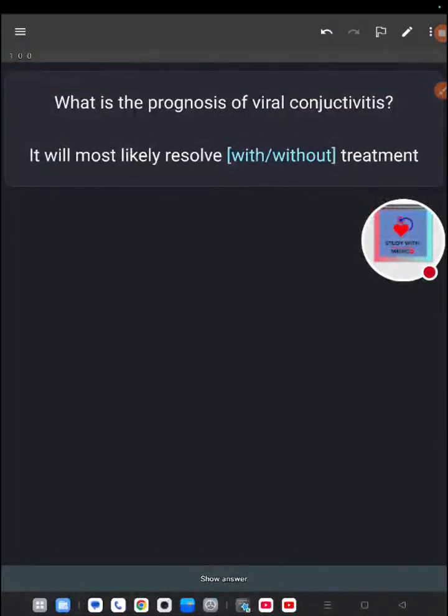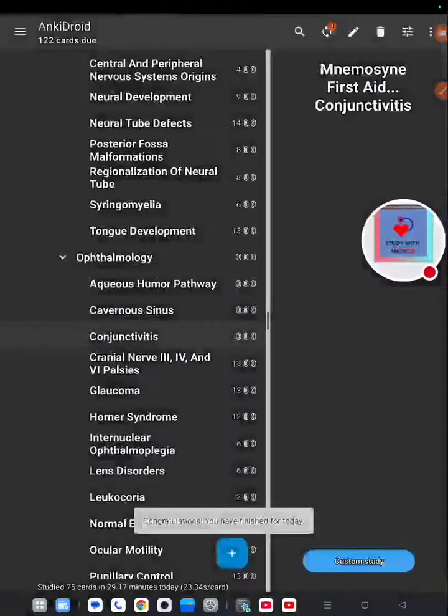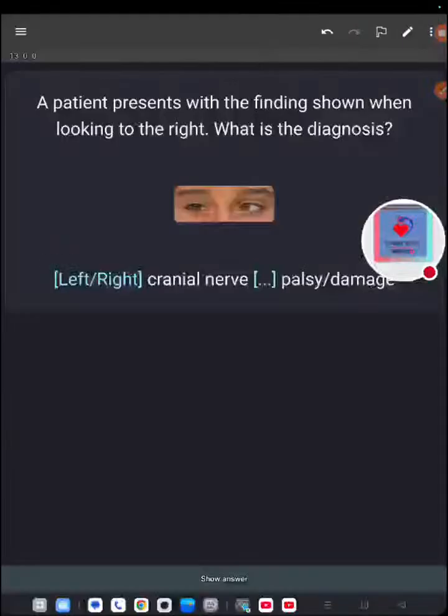What is the prognosis? It is self-limiting. It is most likely to resolve. Without treatment, it will resolve. Pink eye, conjunctivitis. What is the prognosis of the eye? I have done this. Okay. Now moving on to cranial nerves.